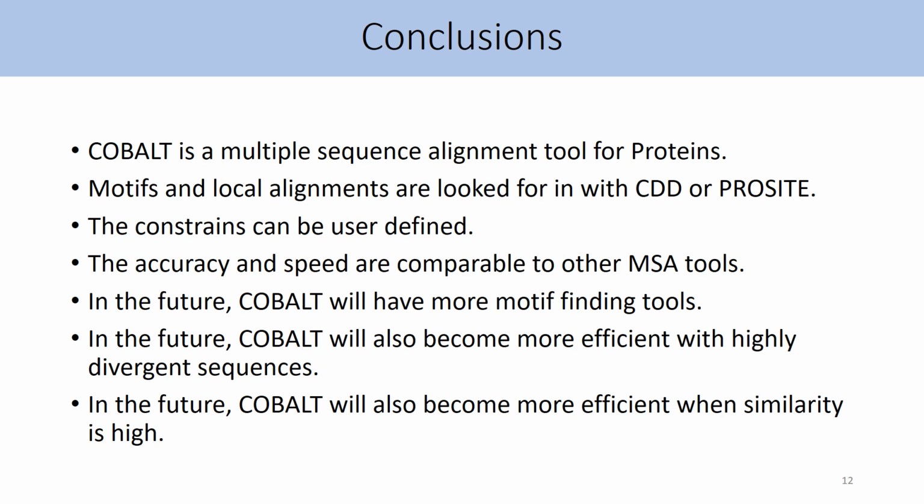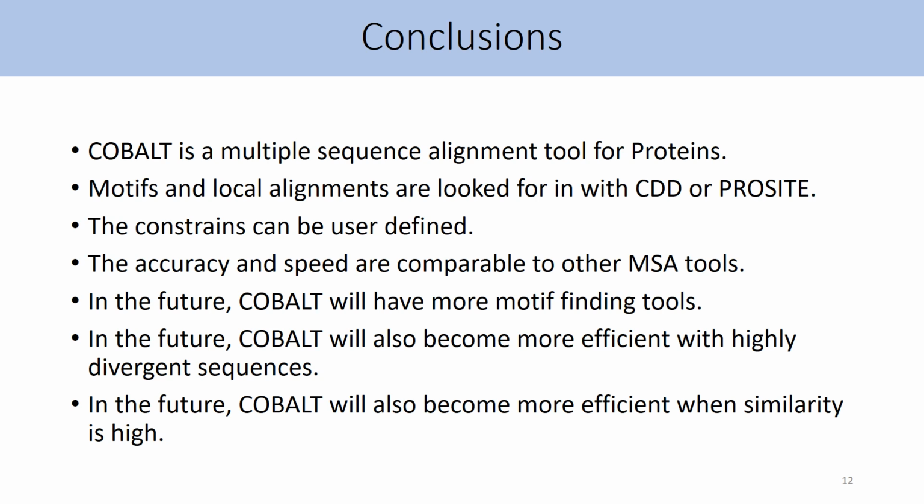So in conclusion, Cobalt is a multiple sequence alignment tool for protein sequences. Motifs and local alignments are looked for in the sequences with CDD or ProSite. The constraints can also be user-defined in Cobalt. The accuracy and speed of Cobalt are comparable to that of other multiple sequence alignment tools, such as Clustal W or PMCOMA. In the future, Cobalt will have better motif finding tools in order to make the tool more efficient.